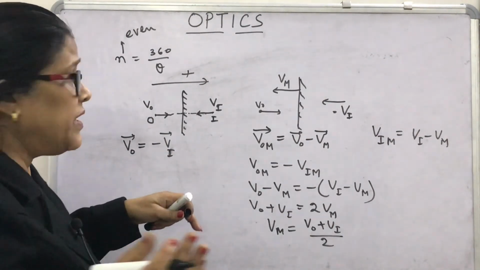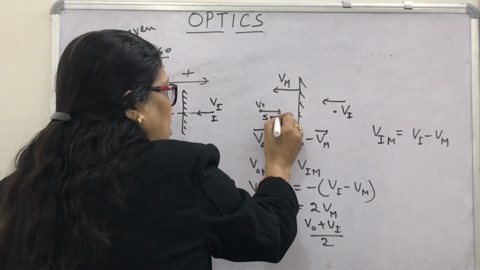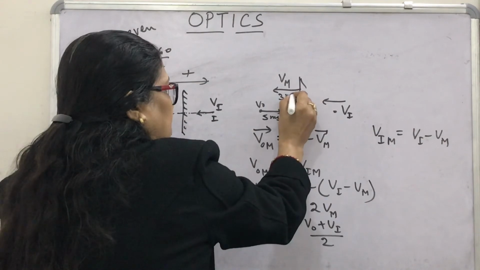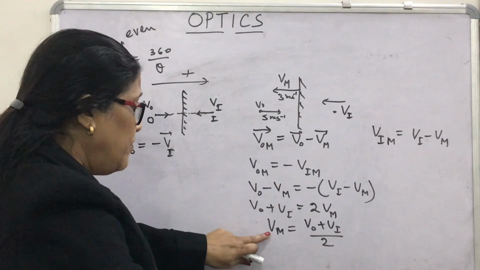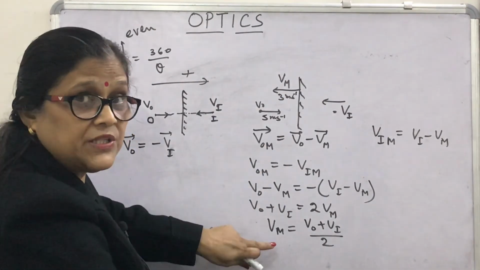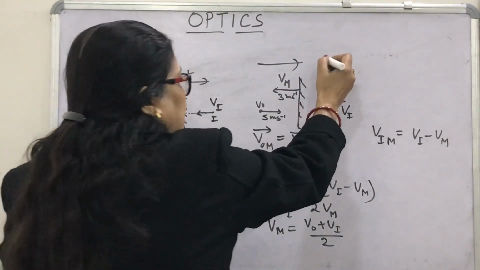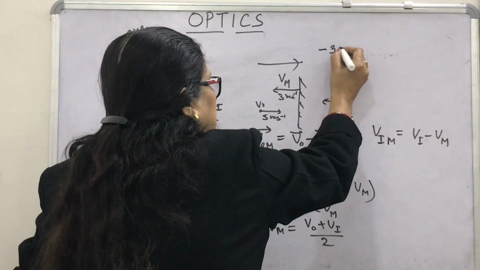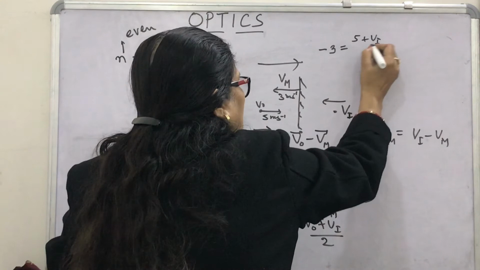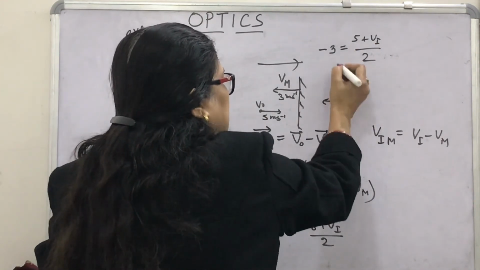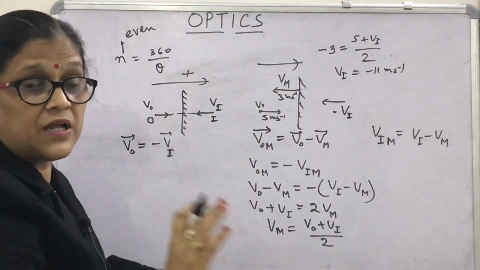In case of any numericals, suppose it is given that this is 5 meter per second. Okay, this is 3 meter per second. Find the Vi. How will you find? Put VM. What will you write? Not 3. Negative direction. This direction is positive. So, what will you put here? VM will be minus 3. This will be equal to VO, what is given? 5, plus Vi upon 2. This is minus 6 minus 5, minus 11. Will it be or not? So, in this way numerical problems are solved.